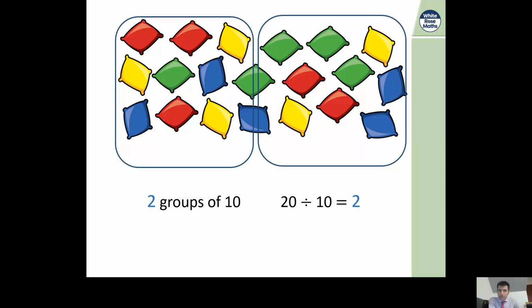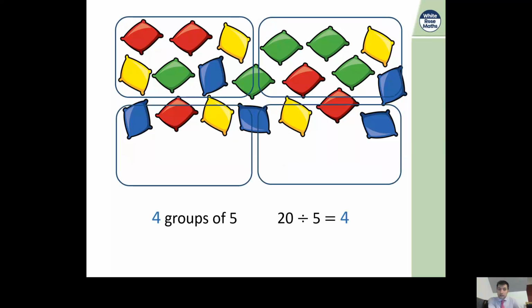And now we'll work through them together. So here we've got our 20, so 10 and 10. So we've got 2 groups of 10, so 20 divided by 10 is 2. Okay, here we've got our 5s. So we've got 20 split into 4 groups of 5, so 20 divided by 5 is 4.